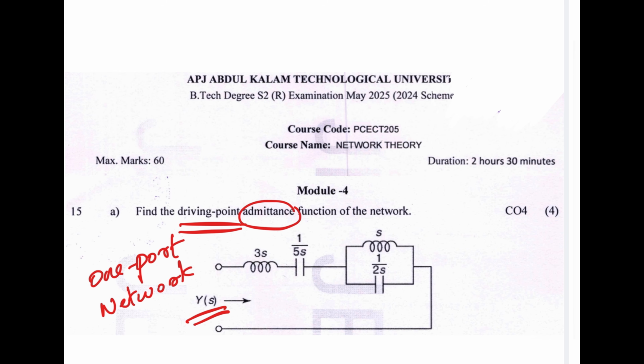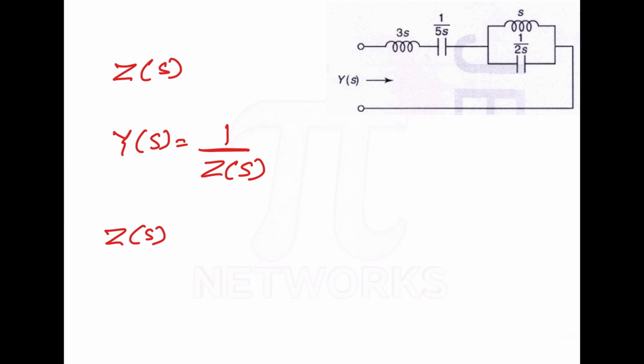How can you proceed with this question? First, find Z of S. How can you relate Y of S and Z of S? Y of S will be equal to 1 by Z of S. So Z of S will be equal to, upon analyzing the circuit, we have 4 elements of which 2 are connected in parallel. So first find the impedance of this parallel combination, then just add them with the remaining 2 elements. That will give you the Z of S.